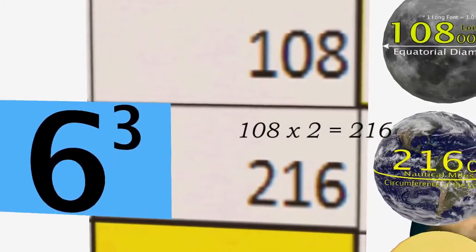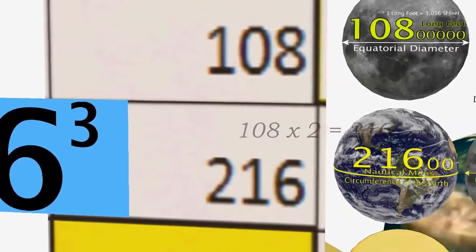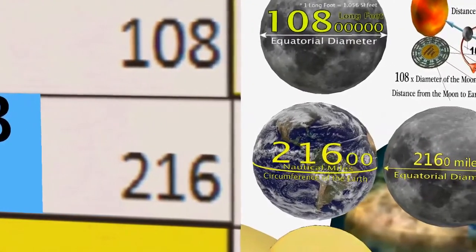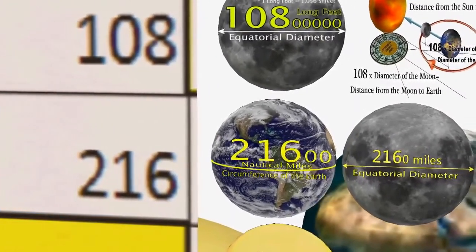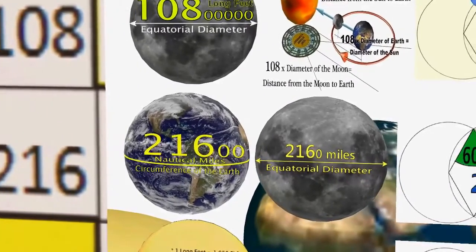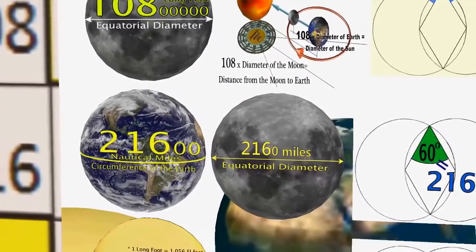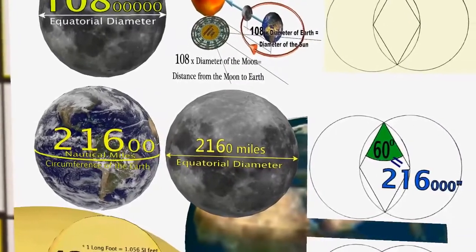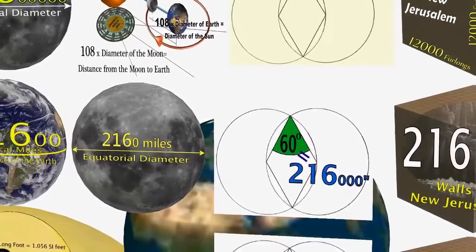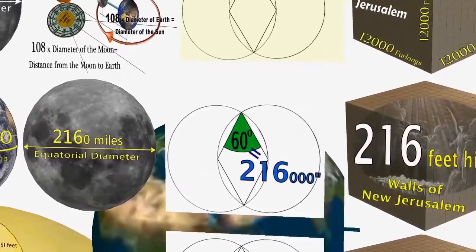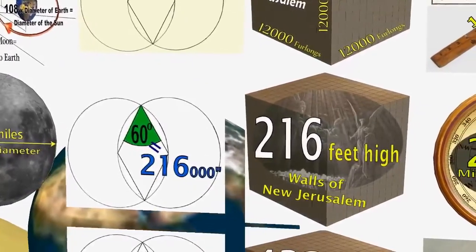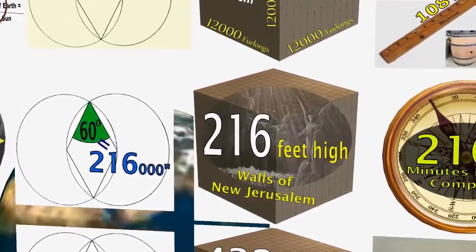Now, 216, that's 108 times 2. For instance, 21,600 nautical miles is the circumference of the Earth. 2,160 miles is the mean diameter. I should have changed that, because it is the equatorial diameter of the Moon, again within this tiny margin of error, but to be more specific, I should have said that. Again, it emerges from the Vesica, but we'll also find it in New Jerusalem, for instance.